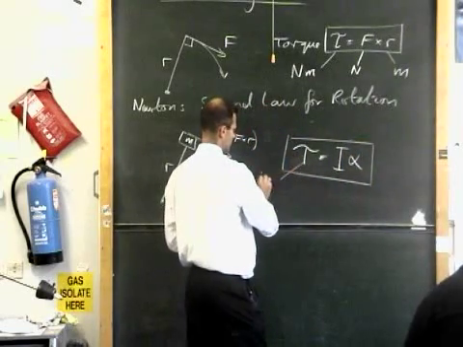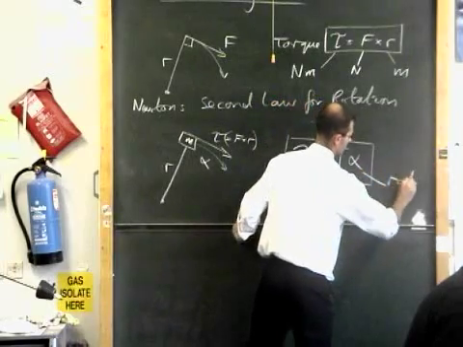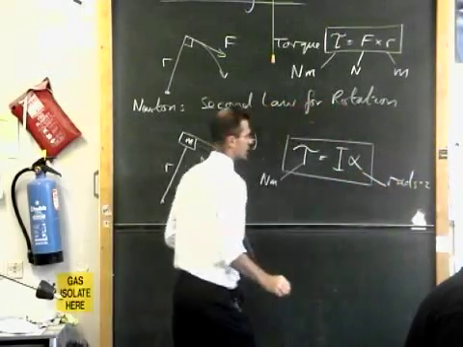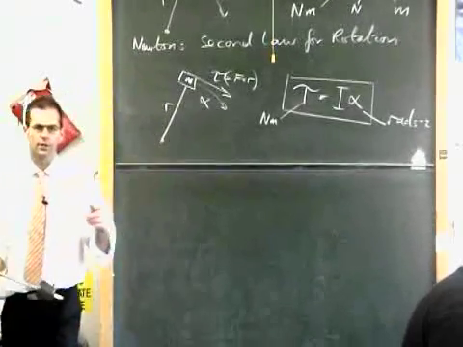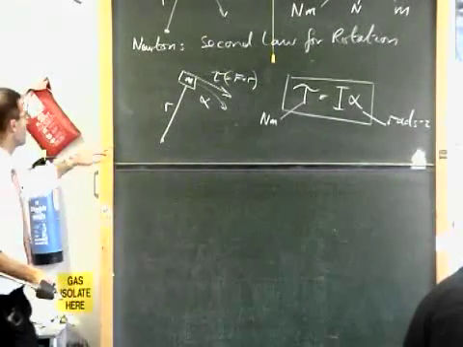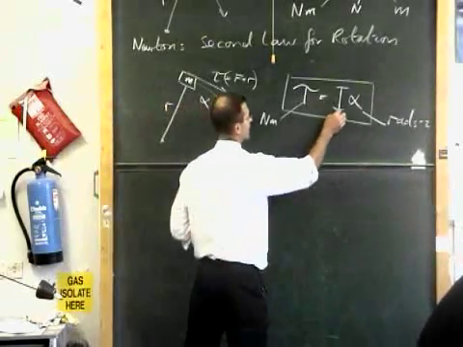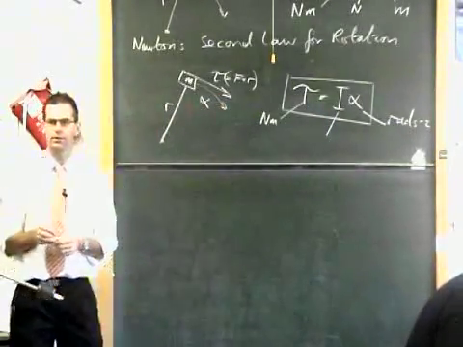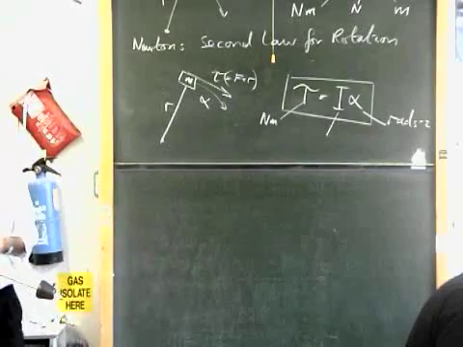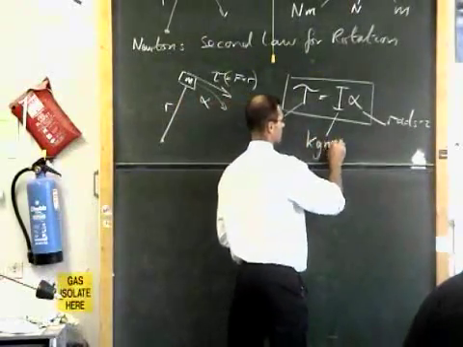Tau is the torque, that's in newton meters. Alpha is in radians per second squared. I is the moment of inertia. The moment of inertia is defined for a point mass at a radius as being the mass times the radius squared. So what would the units be for moment of inertia from that law? Yeah, so you've got kg m squared.